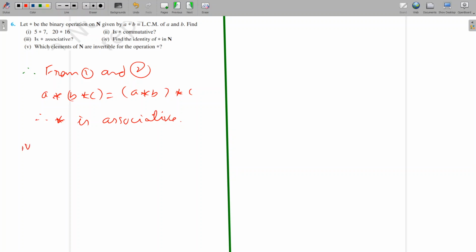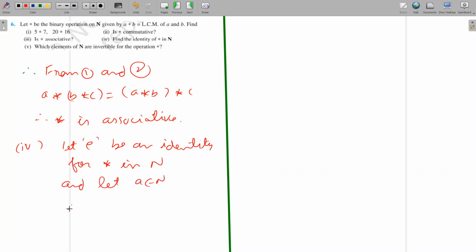Fourth part, let E be an identity for star in N, and let A belong to N. Therefore, A star E equal to A, and E star A equal to A.